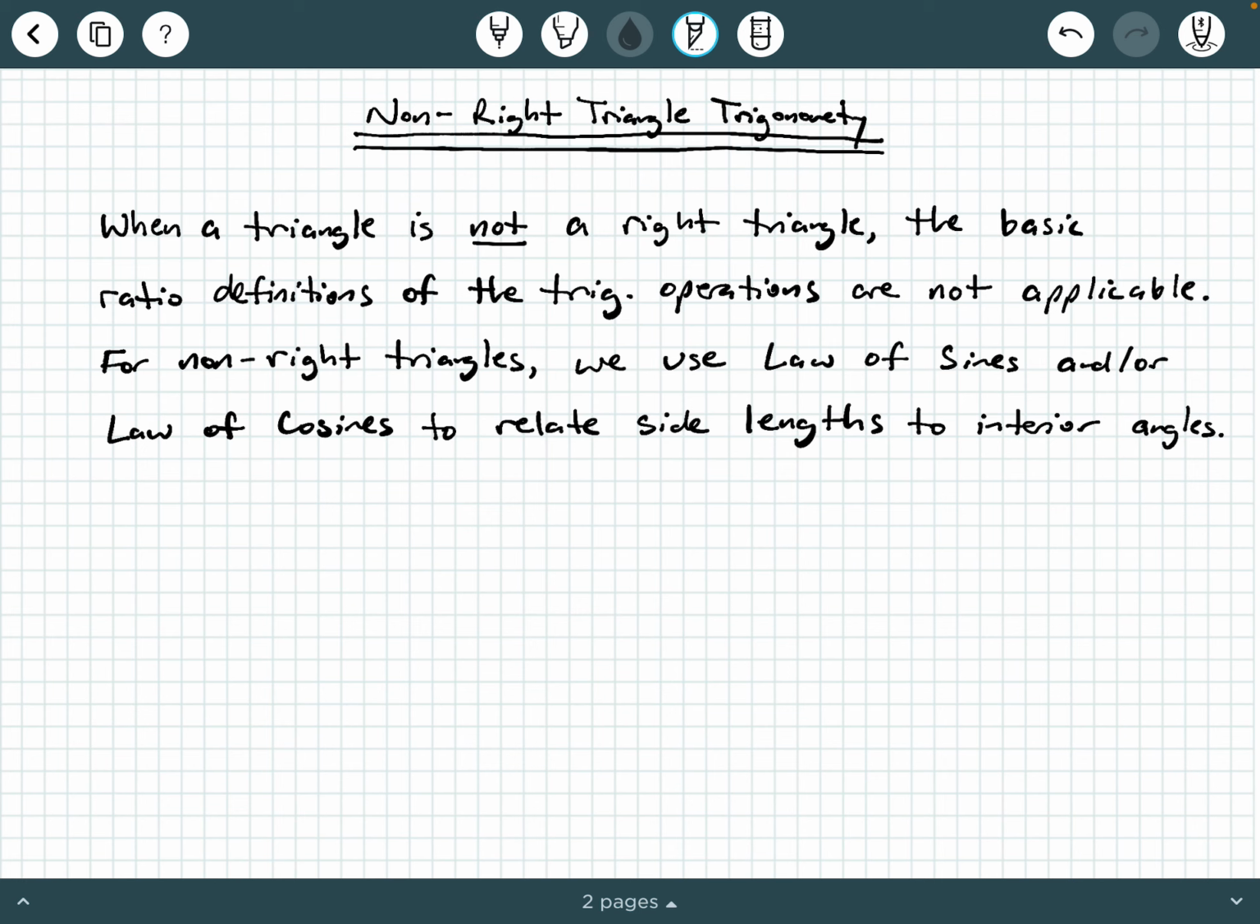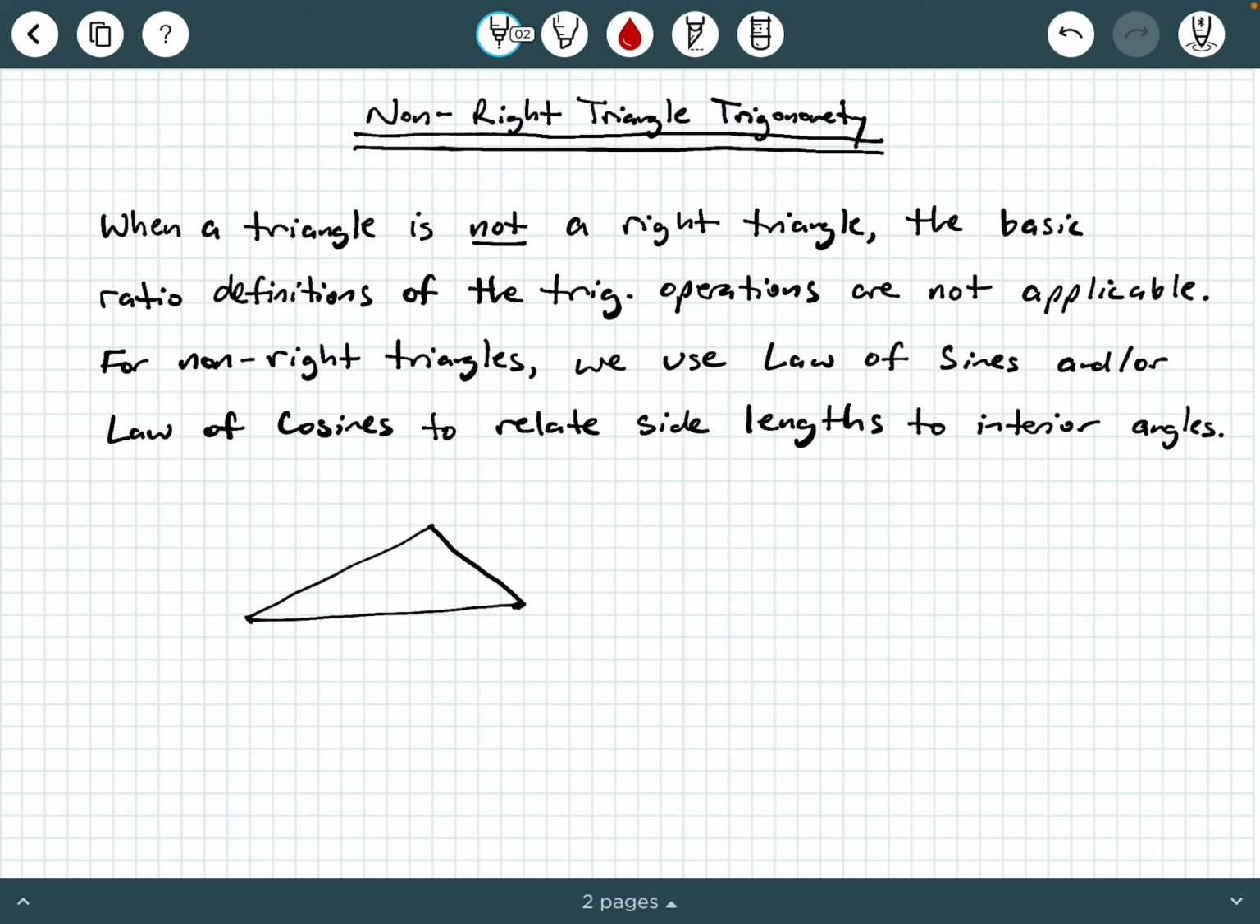So if we want to relate side lengths to interior angles for non-right triangles, we use either the law of sines and or the law of cosines to make those relations. So let's go ahead and sketch an example of a non-right triangle to help us visualize that. Let's say that we have this triangle here, and none of these interior angles are going to be 90 degrees.